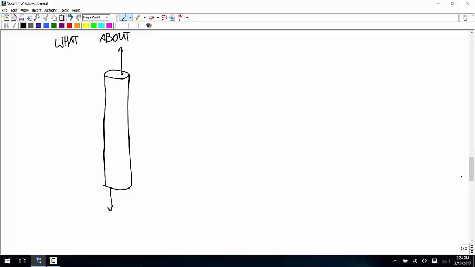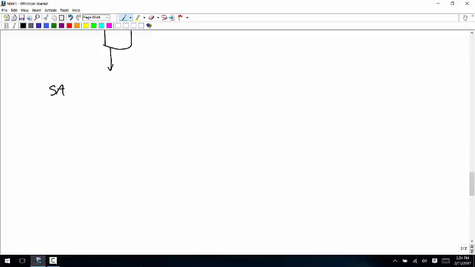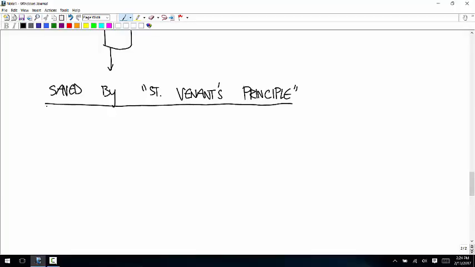And it turns out that we're saved by what's called Saint Venant's principle. Saint Venant, V-E-N-A-N-T principle. This is the other kind of principle, not like principal stresses. I don't know anything about Saint Venant, but I would guess so.